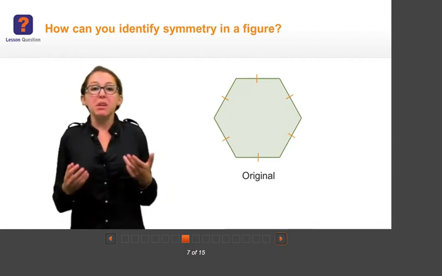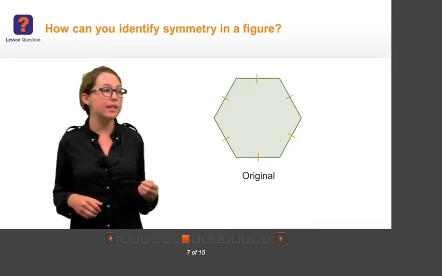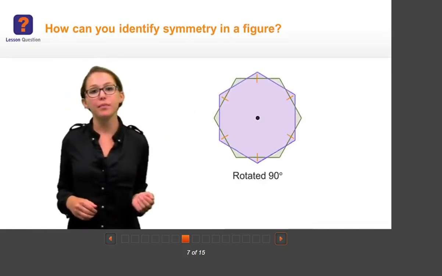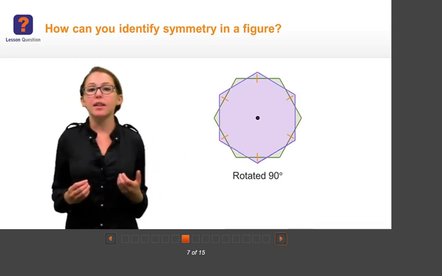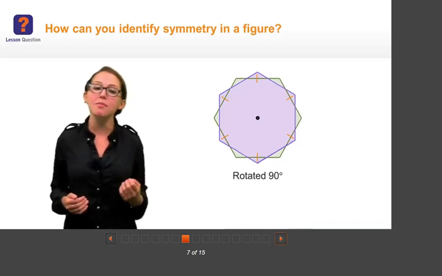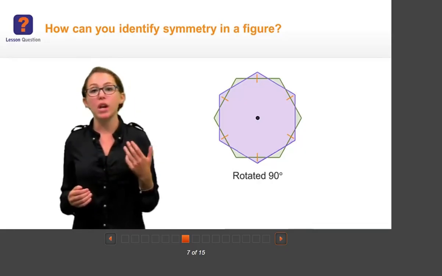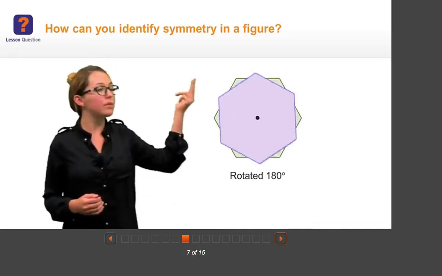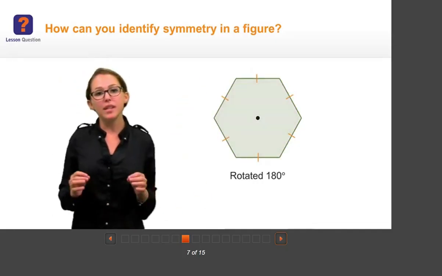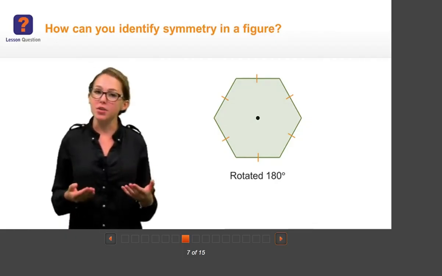What if we were to spin or rotate this hexagon about the center of the hexagon 90 degrees, like this? We see that when we rotate the hexagon 90 degrees, the vertices do not line up, so this transformation does not map the hexagon to itself. Well, what if we rotate this hexagon 180 degrees? So we see that the rotated hexagon does map to itself, so this would be an example of rotational symmetry.